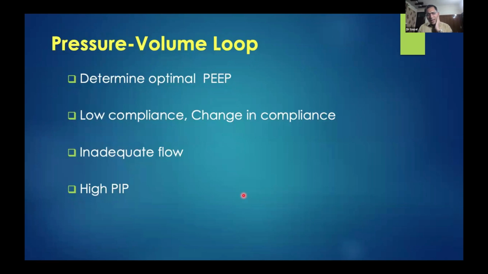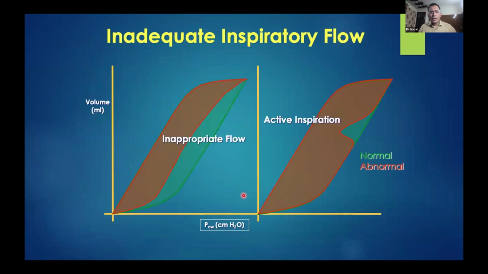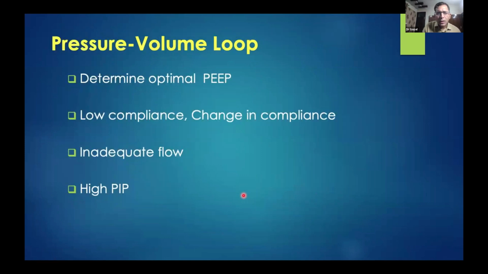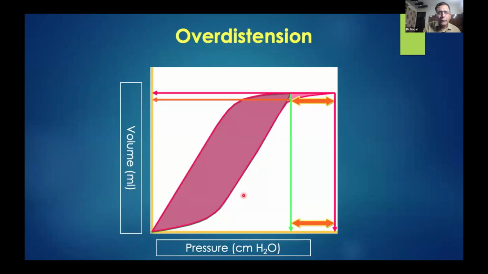So last and very important use of the PV loop is to determine whether you are giving a high PIP. Over distension, let's see how it looks.